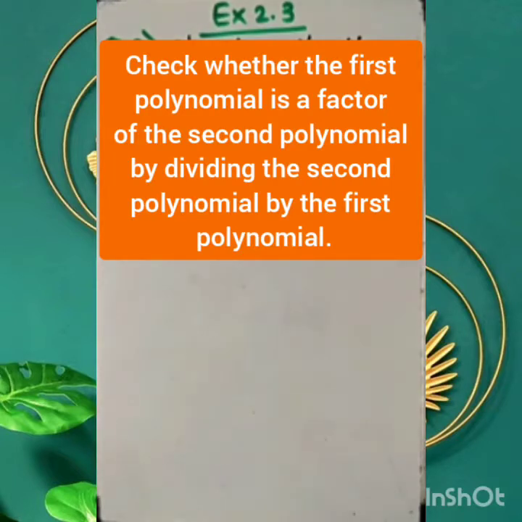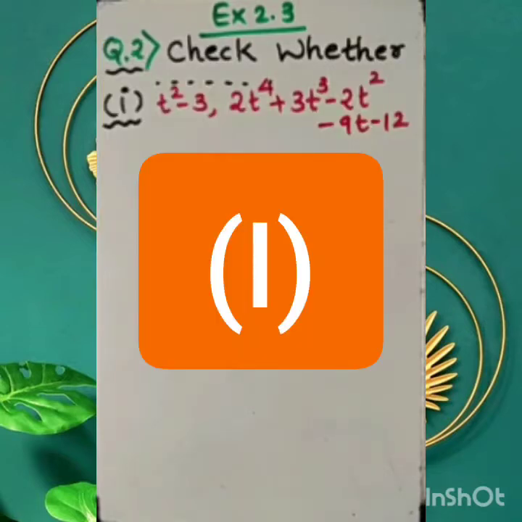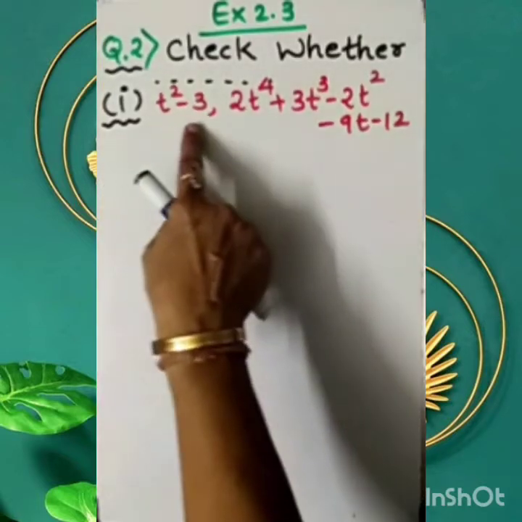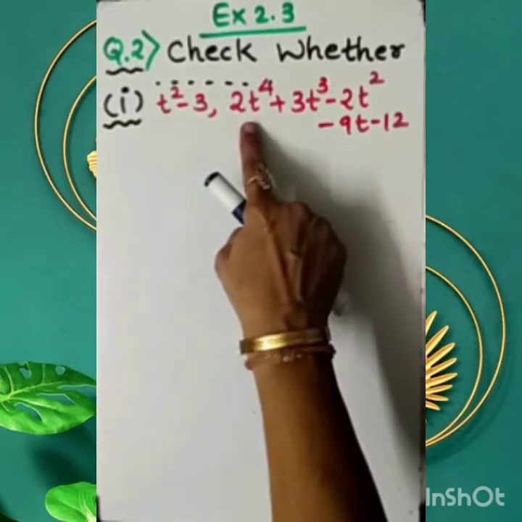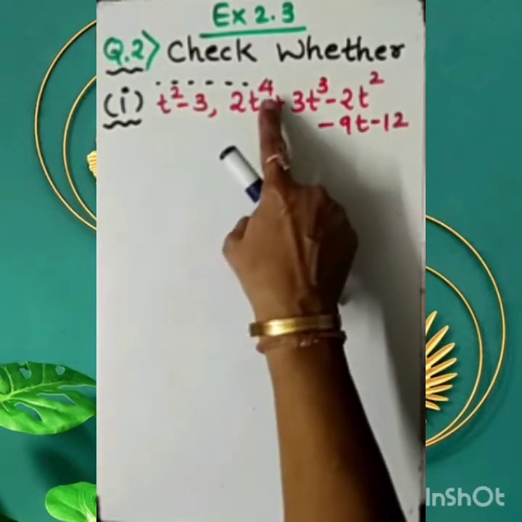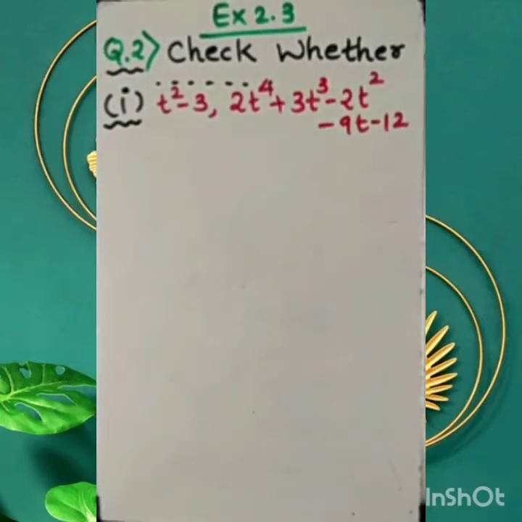The question says check whether the first polynomial is a factor of the second polynomial by dividing the second polynomial by the first polynomial. On your screen you can see t square minus 3. This is the first polynomial. Another polynomial we are given is 2t to the power 4 plus 3t cube minus 2t square minus 90 minus 12.